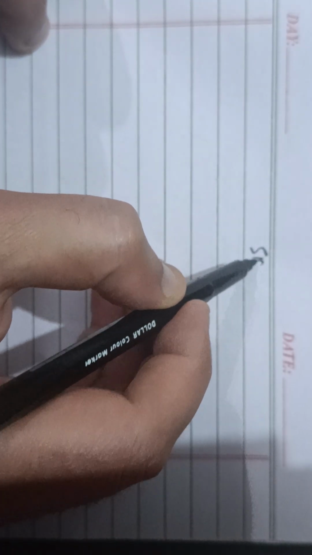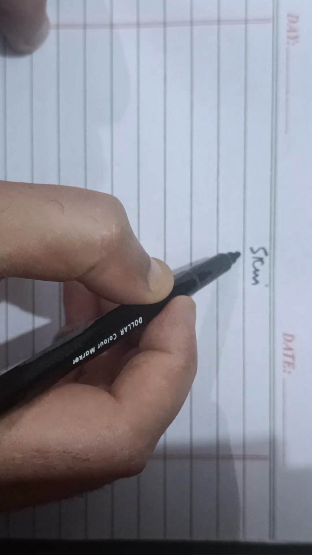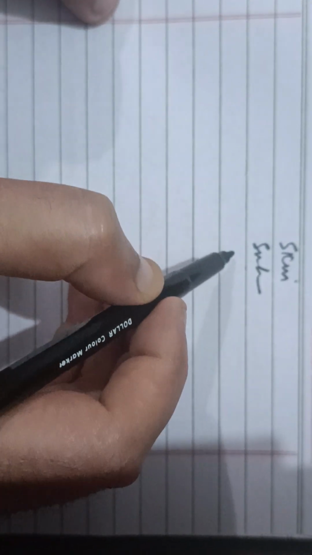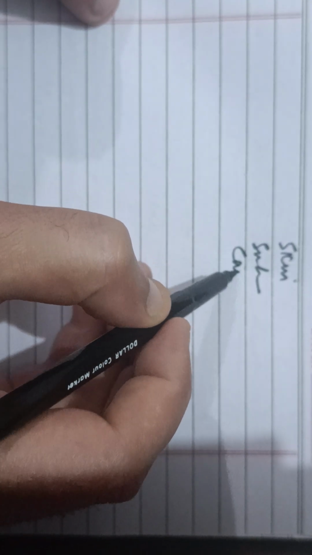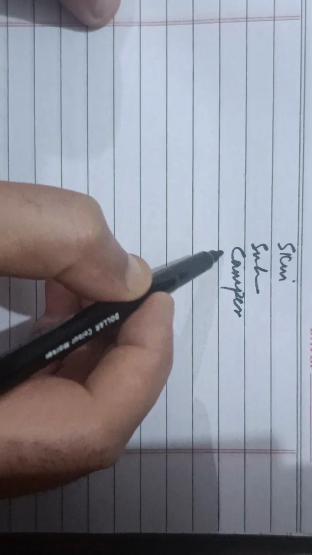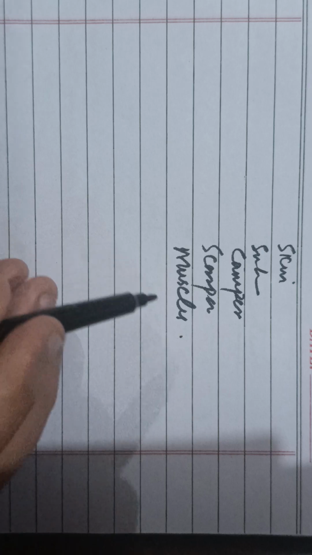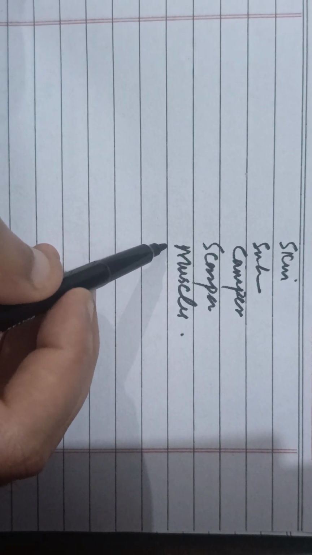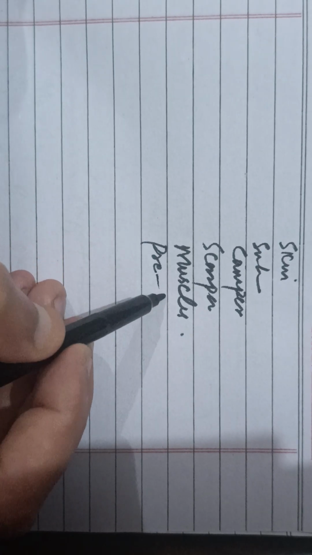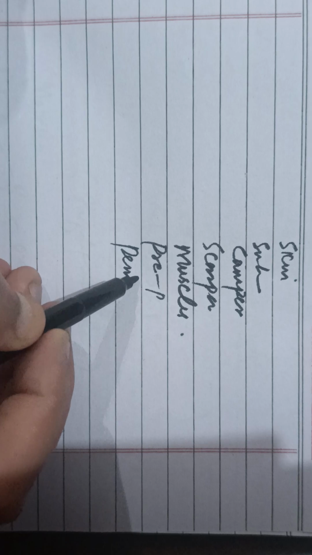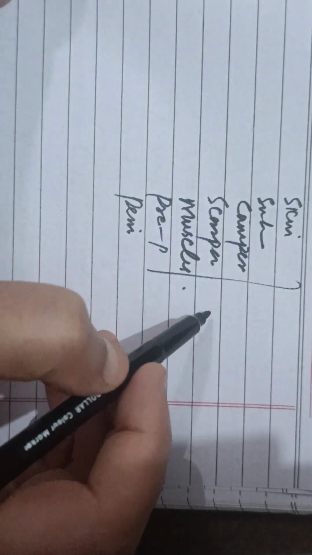Now let's come to that you are doing this type of incision. First you will cut the skin, then subcutaneous tissues, then Camper's fascia, Scarpa's fascia, then the three muscles. Okay, and lastly preperitoneal fat and then peritoneum. And you reach the appendix.